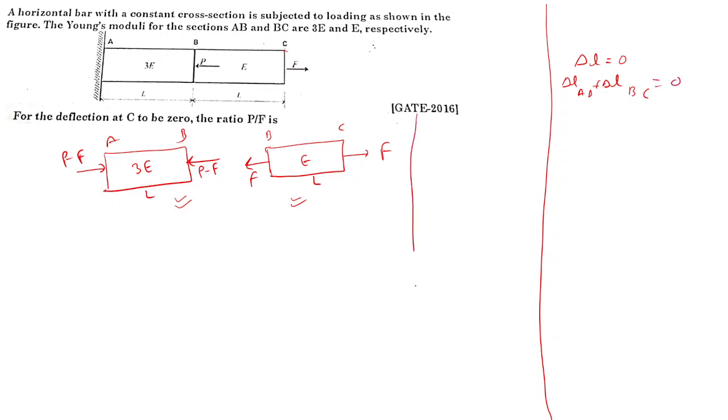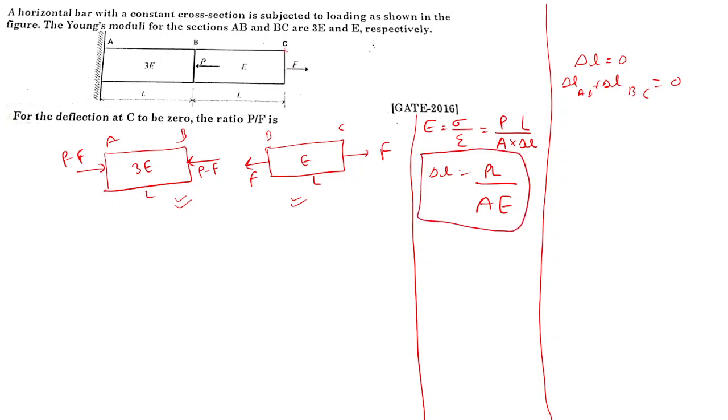But I forgot to give you the formula for delta L here. Young's modulus is stress upon strain, and stress is force by area, and strain is delta L by L. So from here we can get delta L. Delta L would be PL by AE, if the area is not changing. If the area is changing, then we have to go another way. So now we will put this. For this part, P would be P minus F, L would be L, and AE is 3E.